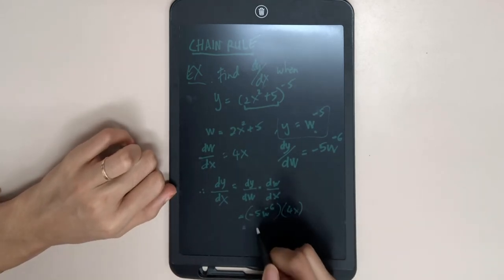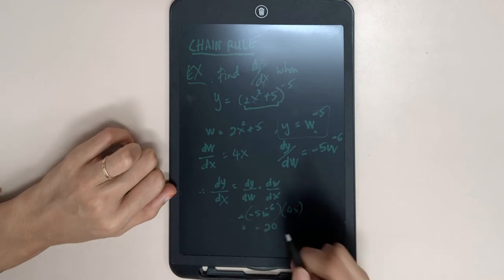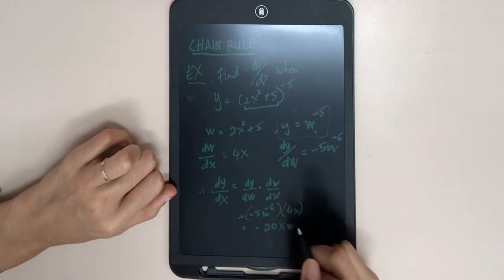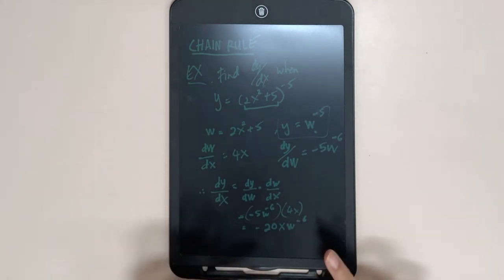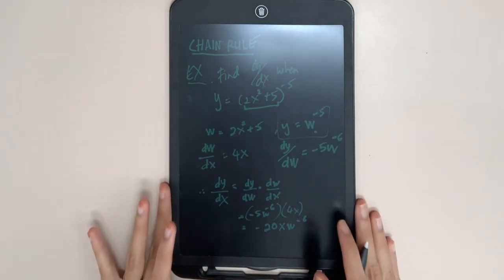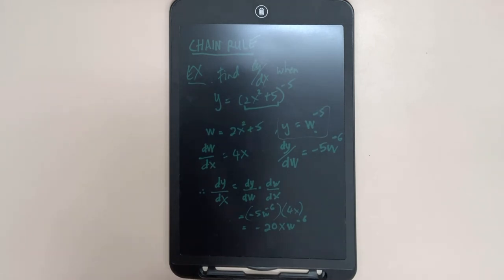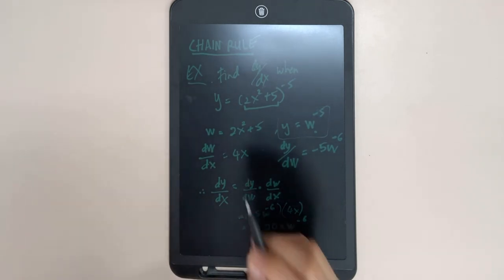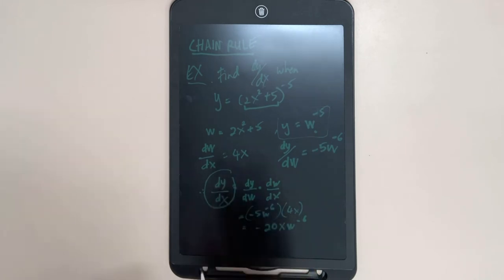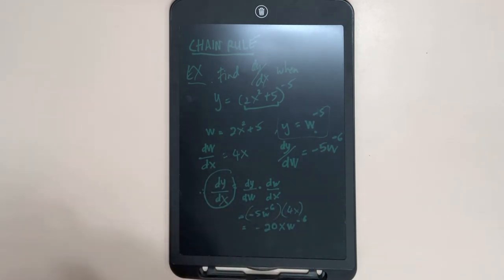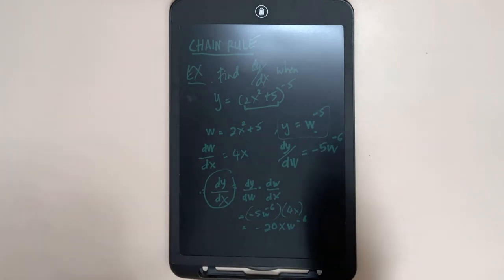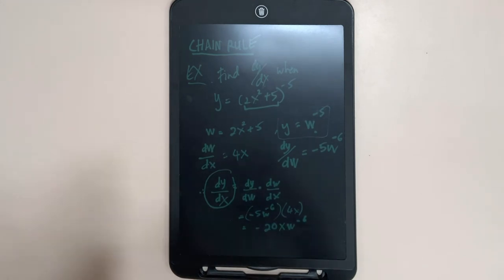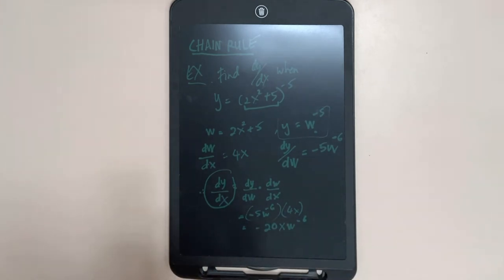So the answer will be negative 20 x w to the negative 6. Okay, so this is not the final answer yet. Why? This question asks you to find dy/dx, so the variables that should be involved here are only y and x lah. Maksudnya, y equal to x. Mesti ada x only. It cannot be more than that. It cannot be any other variable other than x.